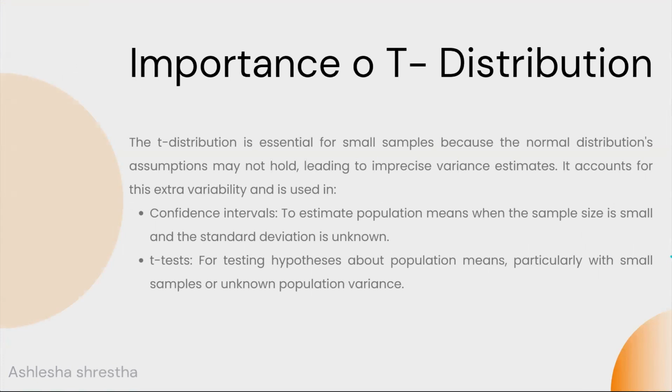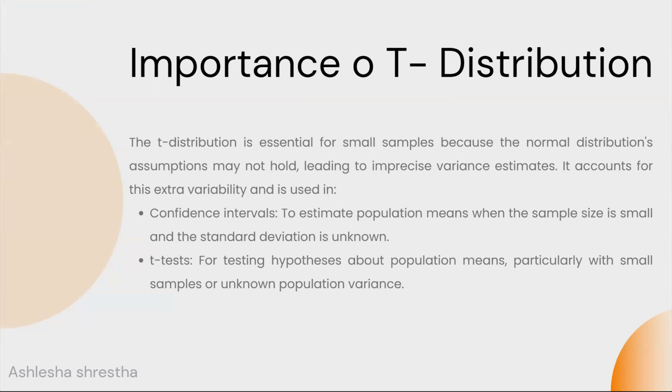The T distribution is crucial in small sample statistics because it adjusts for the increased variability that occurs when working with limited data. While the normal distribution works well for larger data sets, its assumptions often fail for smaller ones. The T distribution accounts for this variability, making it an essential tool for two key purposes. The first one is constructing confidence intervals and the second one is conducting t-tests.